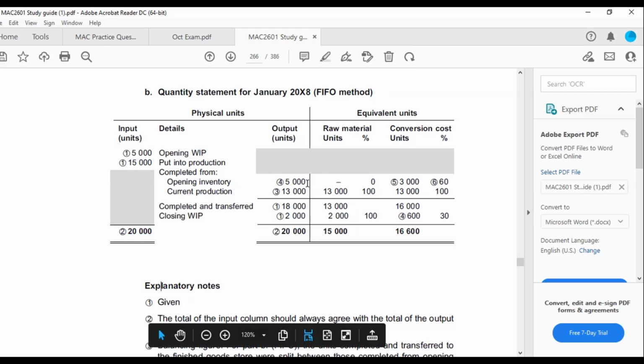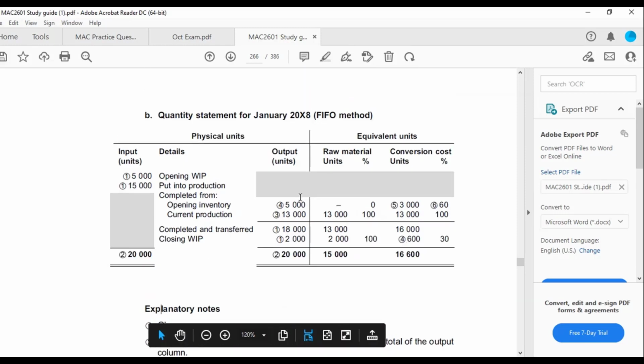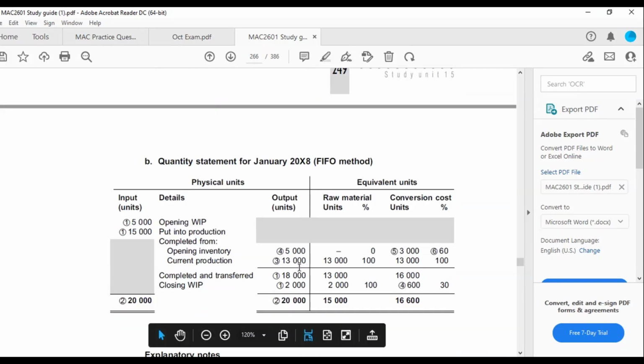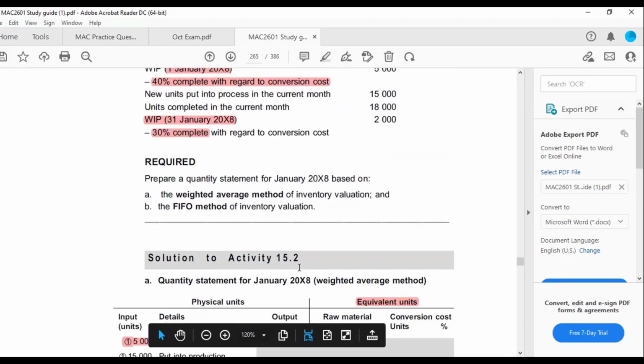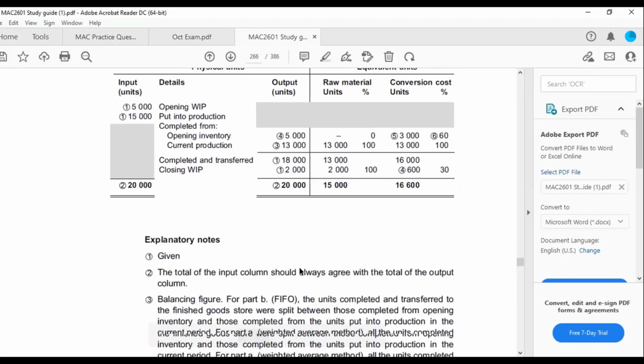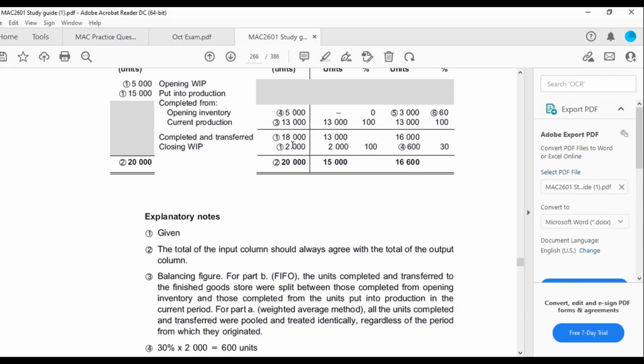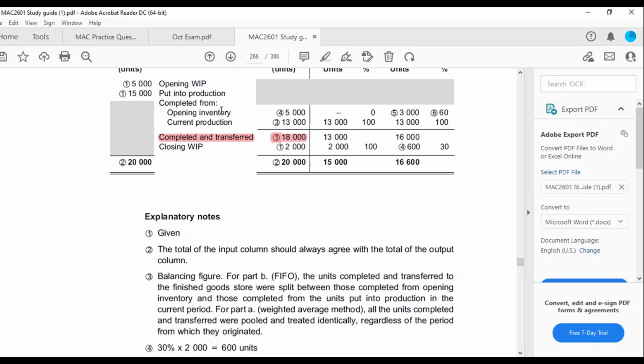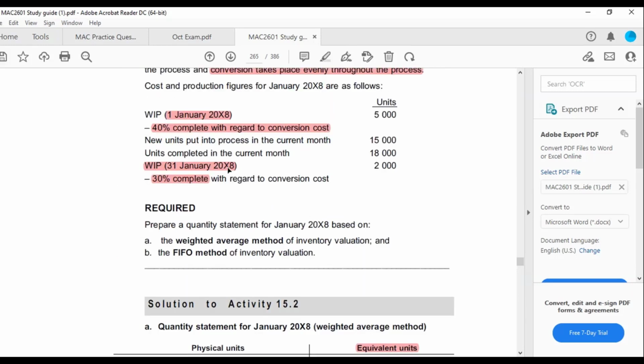When it comes to the output, now it's 5,000 as opposed to 8. So they're showing the 5,000, sorry for moving too quickly, and the 13. And your completed is 18,000. So how did they get to that? Let's go to number 18, which was given, right? But they split it between what was completed under opening and also current production.